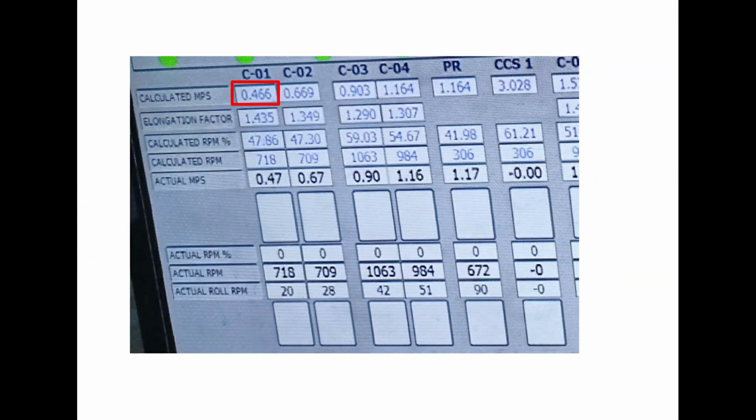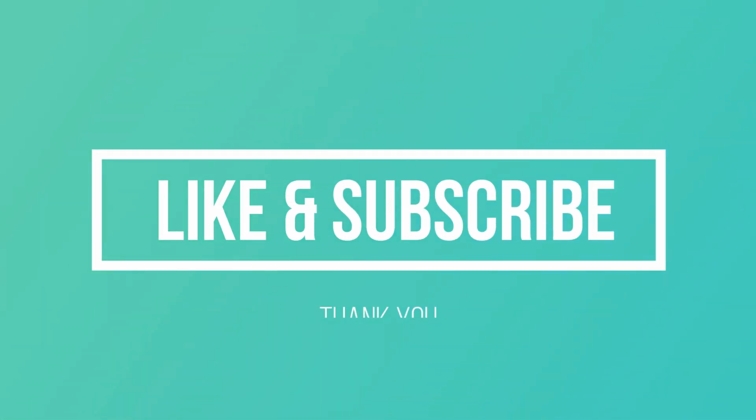Now coming to the conclusion. So to recap, we started with the motor speed, gear ratio and the roller diameter. We first calculate the roller speed in RPM and then used that to find the linear speed in meters per second. We hope this tutorial was helpful.